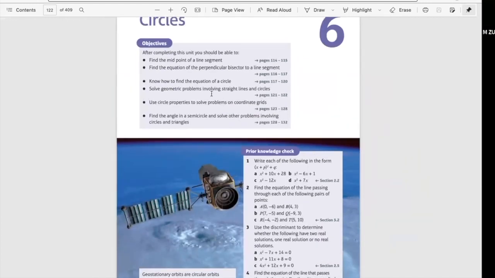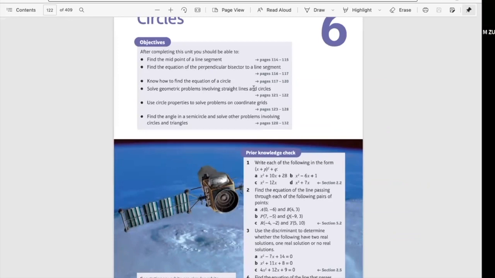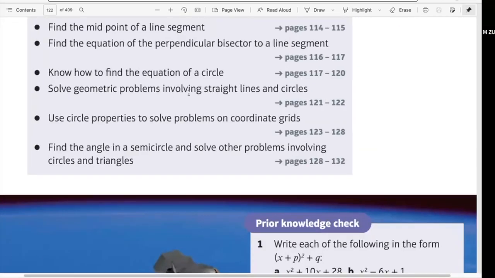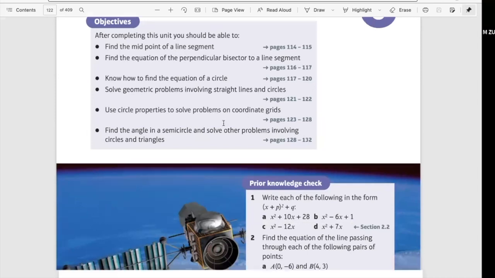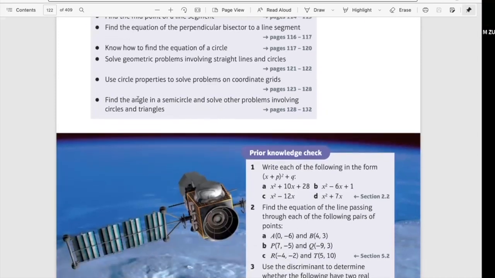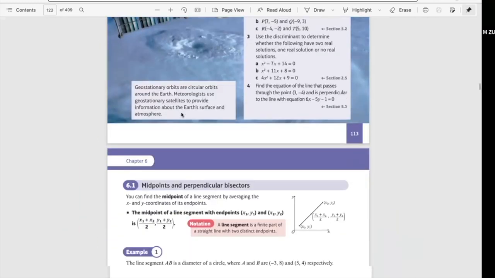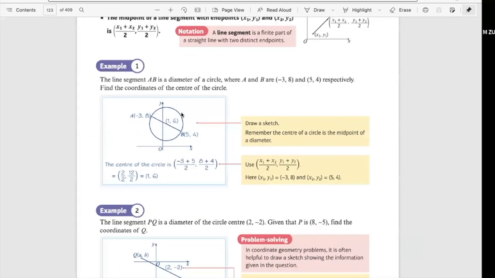Then solve the geometric problem, straight line and circles. Geometric problem, this is simultaneous equation. Then it says use circular properties to solve problems on coordinate grids. Again, a mixture of coordinate geometry and simultaneous equation. Last point is find the angle in a semicircle and solve problems involving circles and triangles. A shape would be given and definitely we'll solve for the unknown.